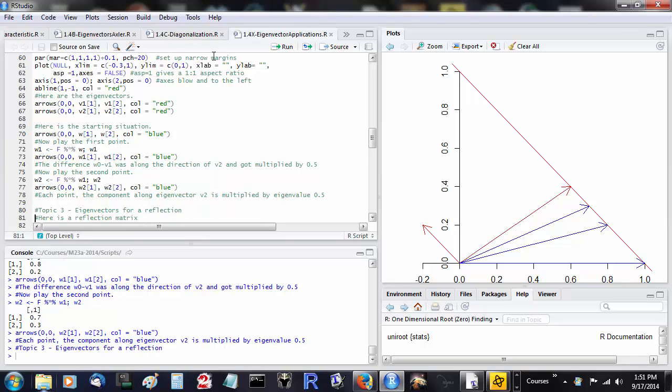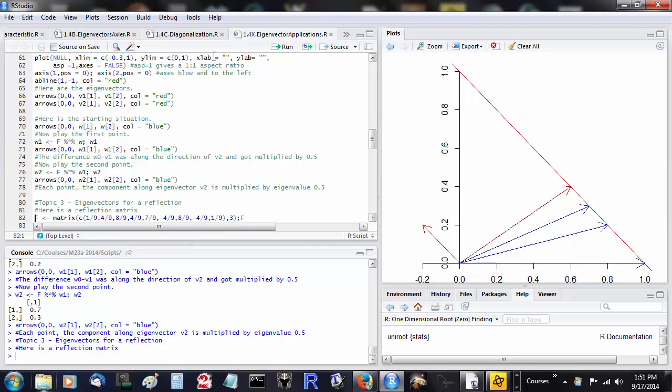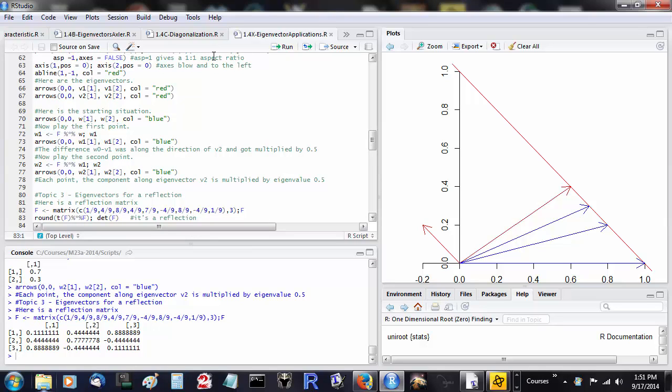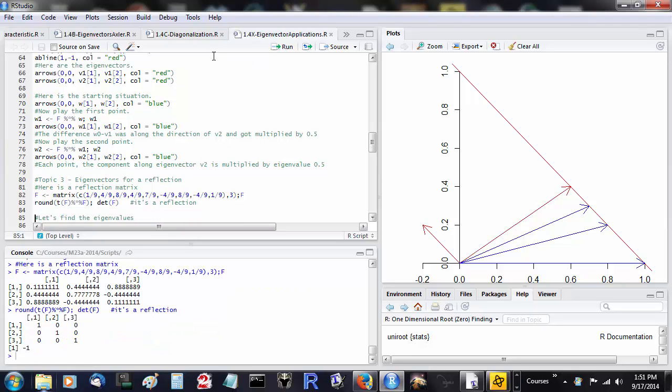Third topic. What about a reflection matrix? Well, here's an honest-to-goodness reflection matrix. It's an isometry matrix, but it has a very special property, namely it's symmetrical. I can check that it's symmetric by looking at its transpose. I can check that it's an isometry by multiplying the transpose by the matrix F. And to confirm that it's a reflection and not a rotation, all I have to do is take the determinant, which is equal to -1.